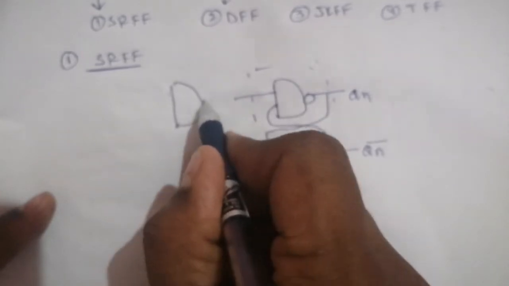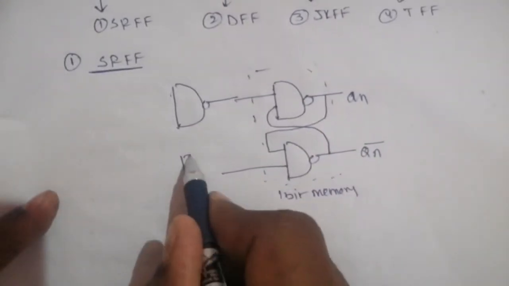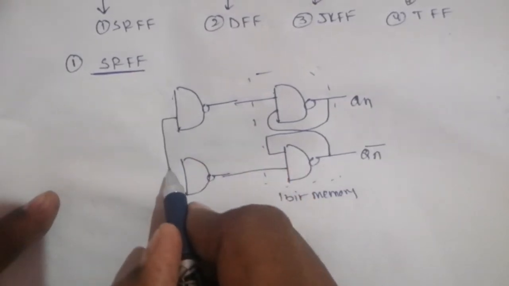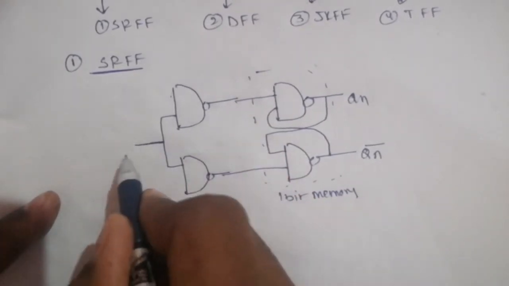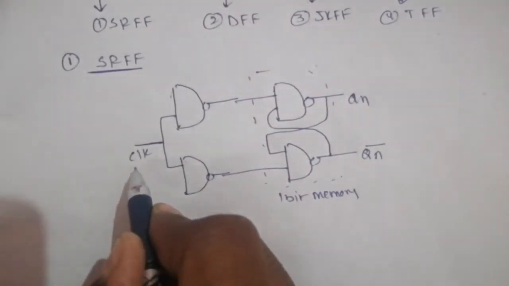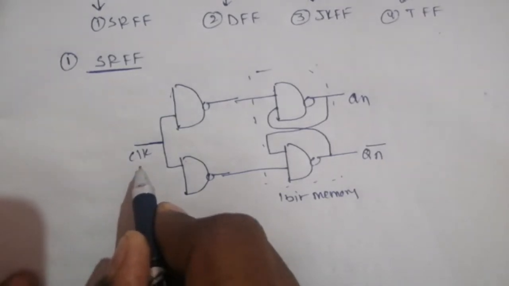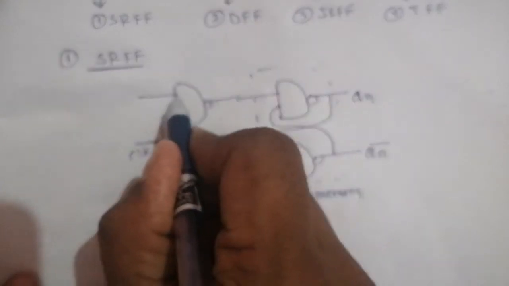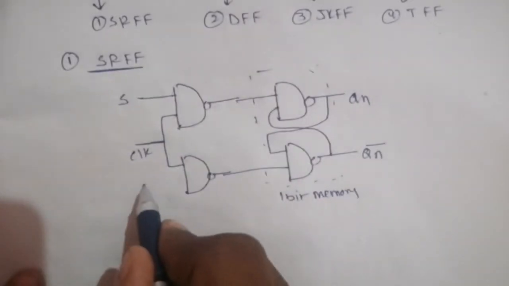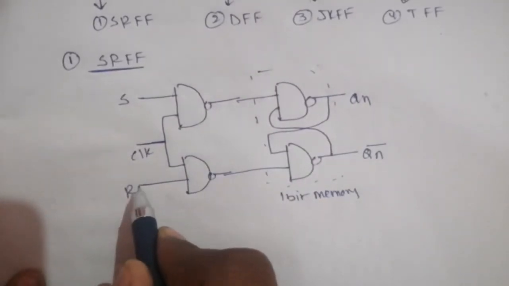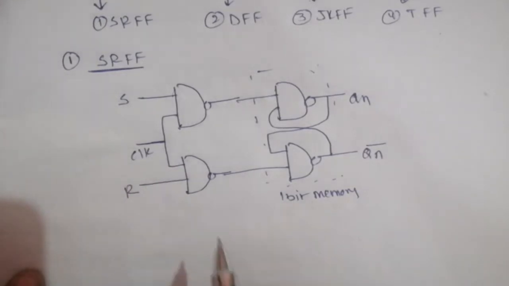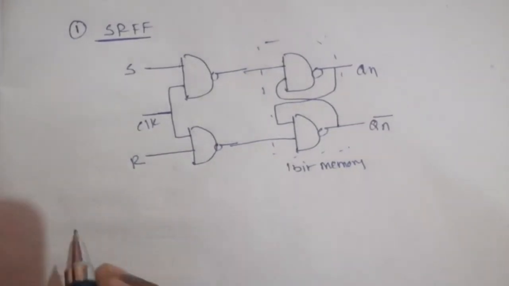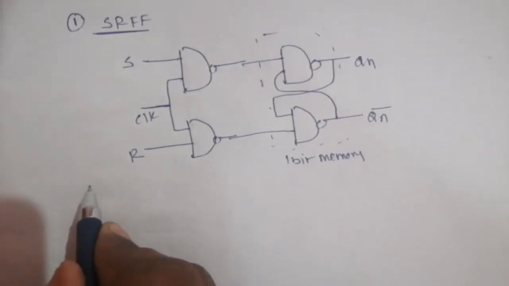Again, you can connect one more NAND gate, giving the corresponding inputs. One of the inputs of these two is connected to the clock signal, because the flip flops or latches work only based on the clock pulse. One input is S, another input is R. S and R are the two inputs. We already saw this circuit operation in yesterday's class.